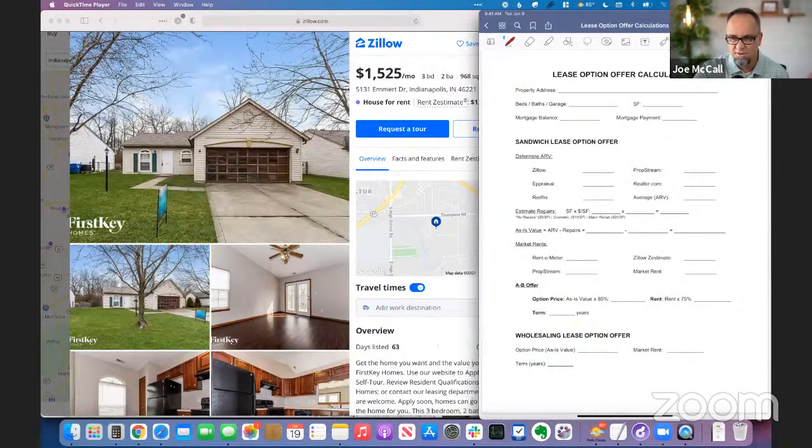Oh, you know what Ed says here? This is interesting. I was just looking at Indy properties in Indianapolis the other day, and I saw a lot of price drops this week. All right. Yeah, okay, it's there.